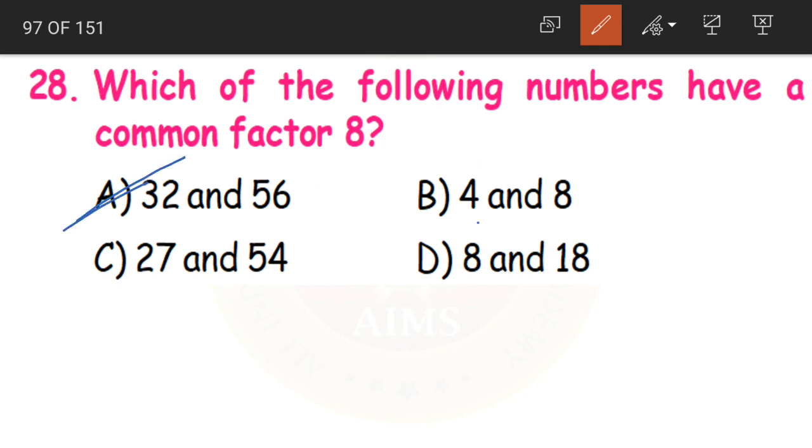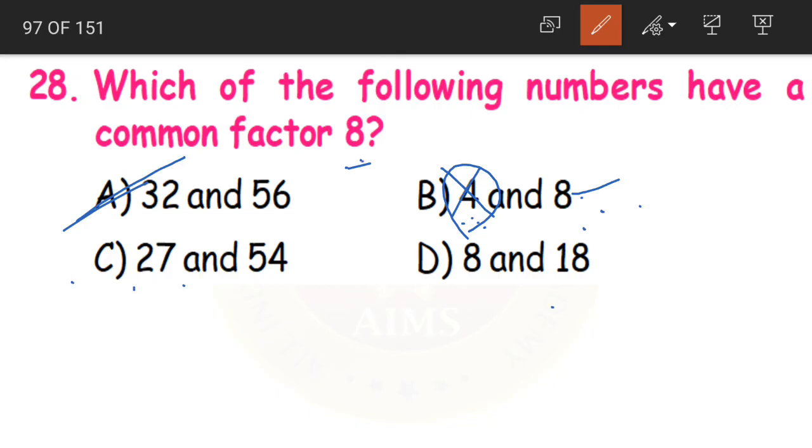If you come to option B, 4 and 8, now 4 is lesser than 8. So 8 cannot be a factor of 4. Yes, children, 4 is lesser than 8. 8 cannot be a factor of 4, but 8 is a factor of 8. Now 27, again option C and option D also do not have 8 as their common factor. Option A is the correct one.